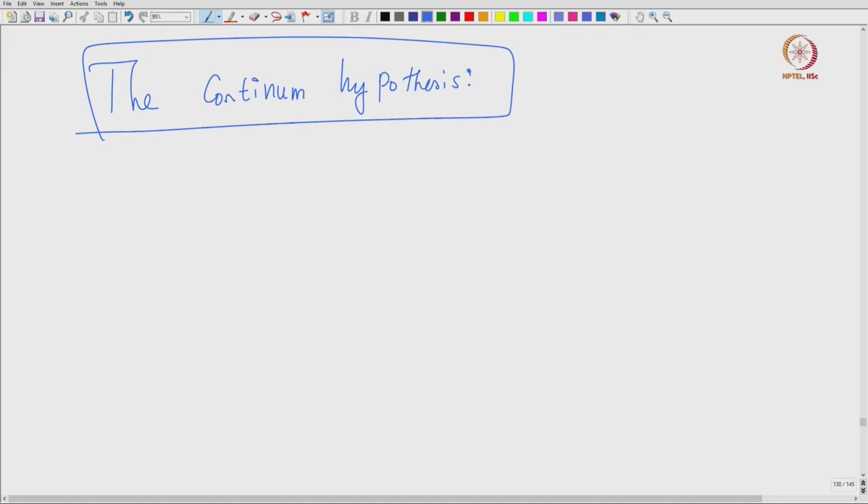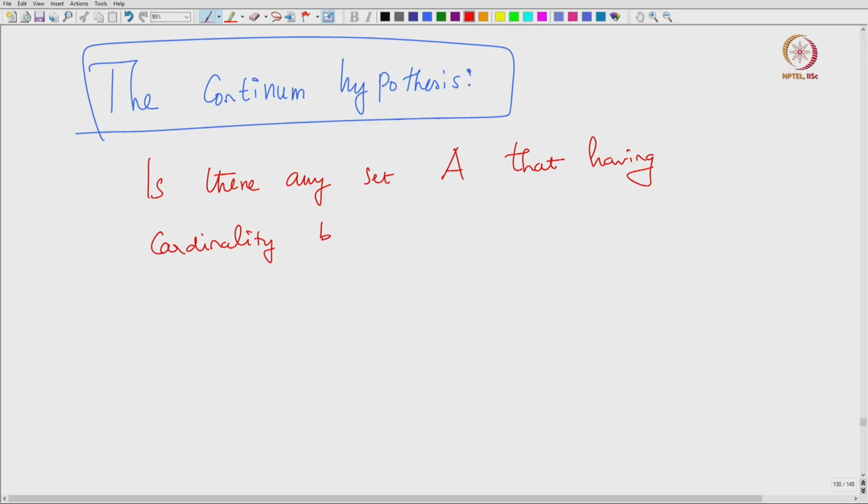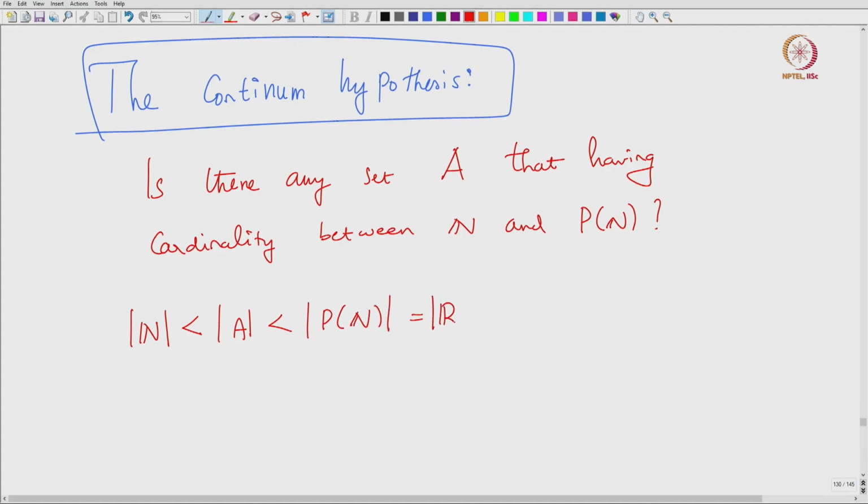Okay. So, what the continuum hypothesis asks: is there any set A having cardinality between the natural numbers and the power set of natural numbers? That means we want the cardinality of A to be greater than the cardinality of n and less than the cardinality of the power set of n, which is the same as the cardinality of R.